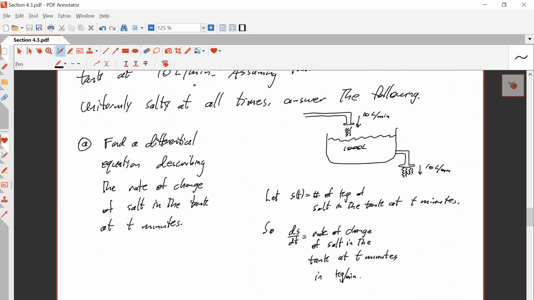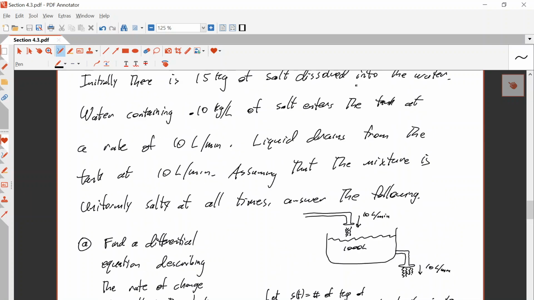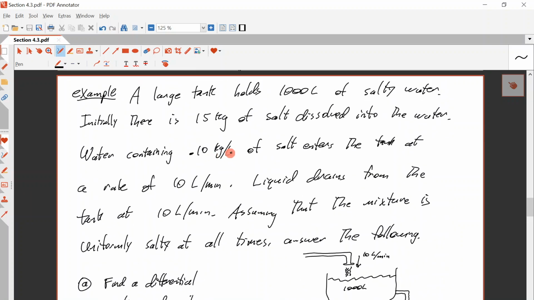All right, that incoming faucet has 10 liters per minute of, what's the concentration? 0.1 kilograms per liter. 0.1 kilograms per liter times 1,000 liters gives you 100 kilograms. And that's the trend as time goes on: this constant concentration of salt coming in will be the concentration of the salt in the tank, after this stuff is coming out.